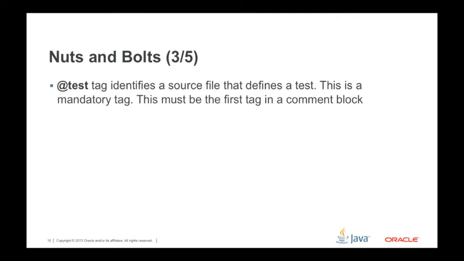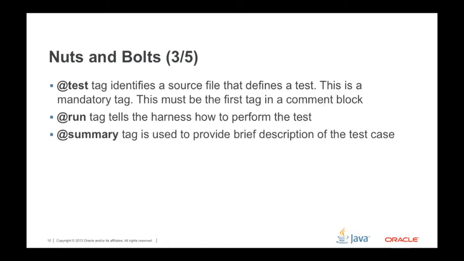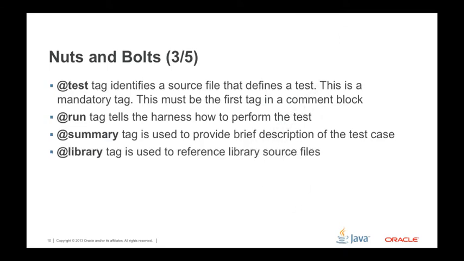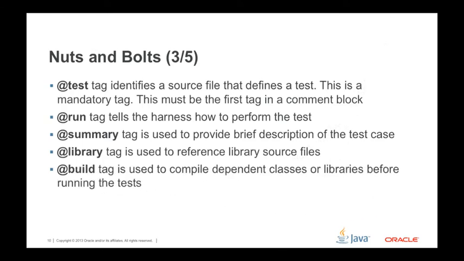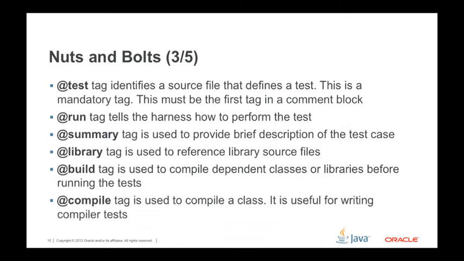The @test tag defines a source file that defines a test. This is a mandatory tag. This must be the first tag in a comment block. The @run tag tells the harness how to perform the test. The @summary tag is used to provide a brief description of the test case. The @library tag is used to reference library source files. The @build tag is used to compile dependent classes or libraries before running the tests. The @compile tag is used to compile a class. It's useful for writing compiler tests.